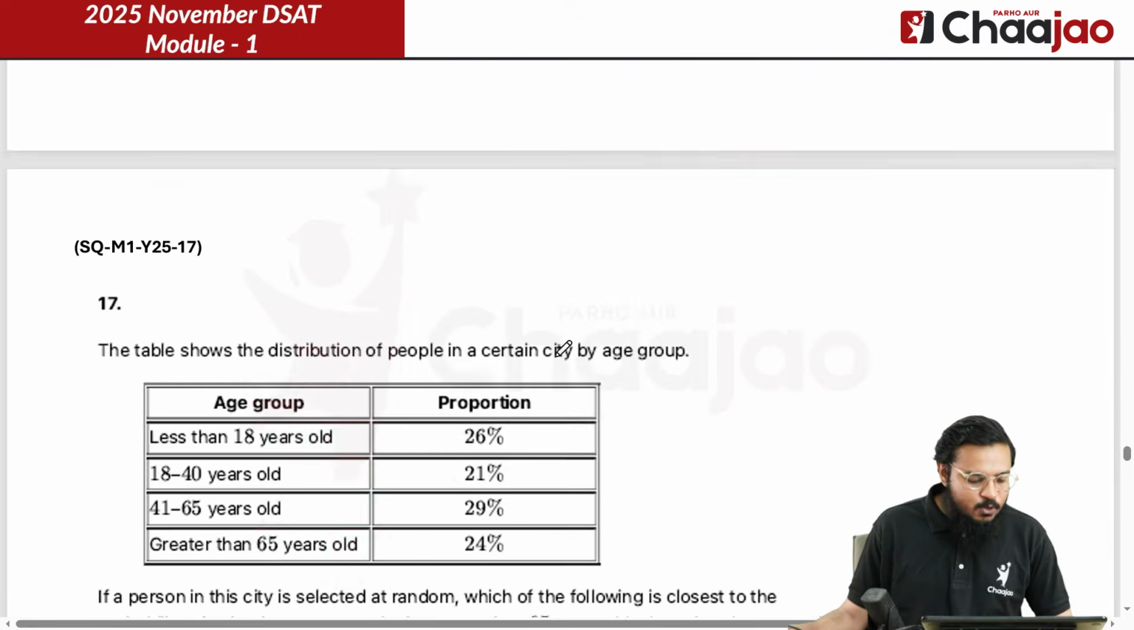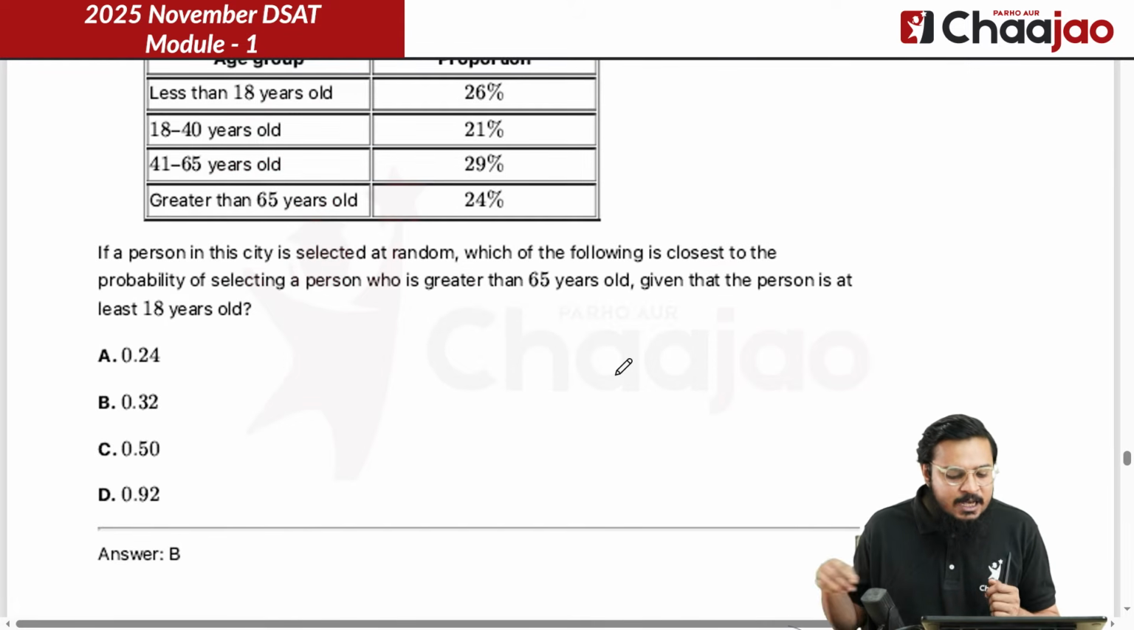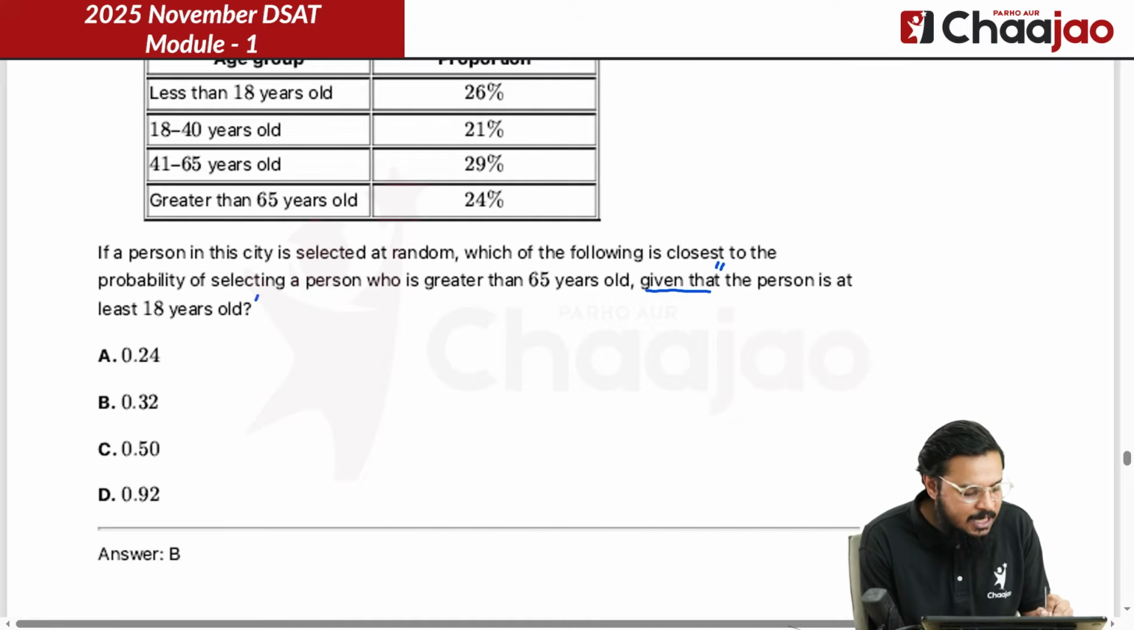Moving on to the next one, question number 17. Okay, so we are provided with a table over here, and what do we have to figure out? We have to find out the probability of a particular scenario. Remember this very important fact that whatever statement follows the word given that represents your denominator. What is my denominator? The person is at least 18 years old.